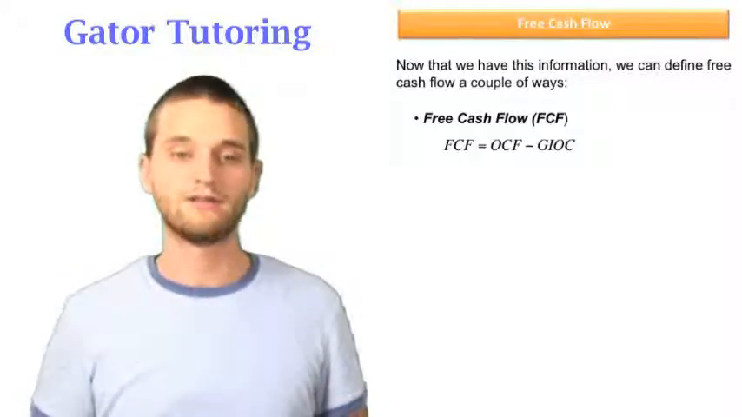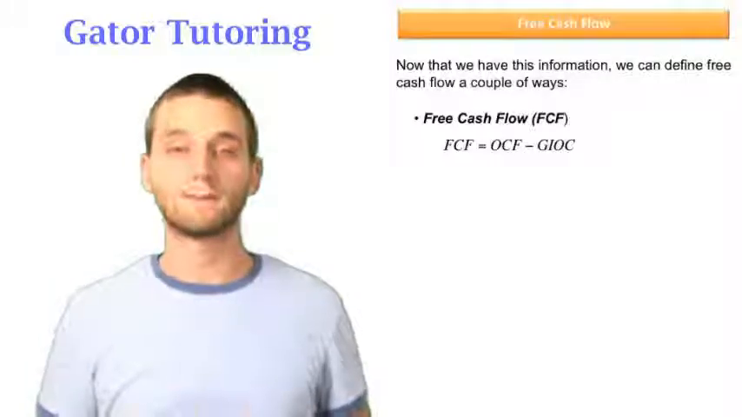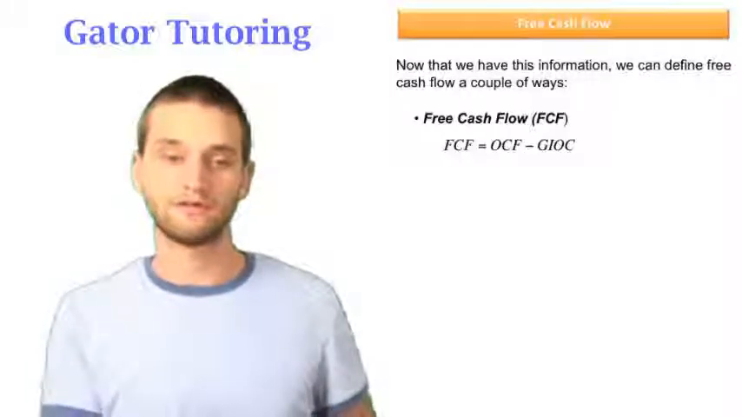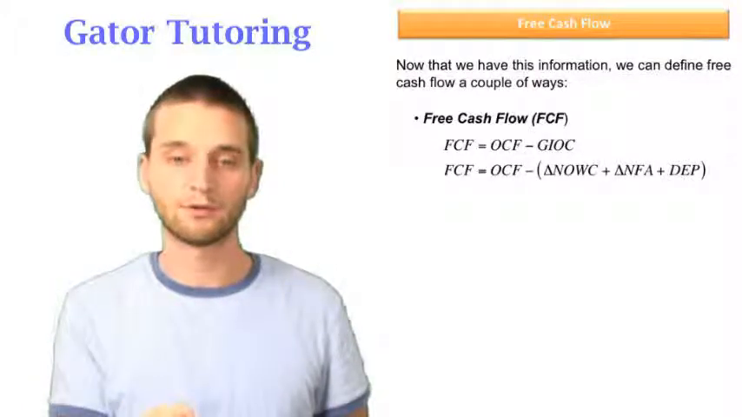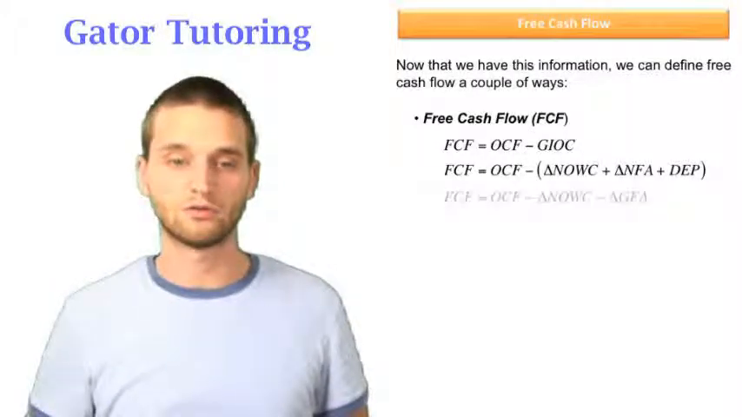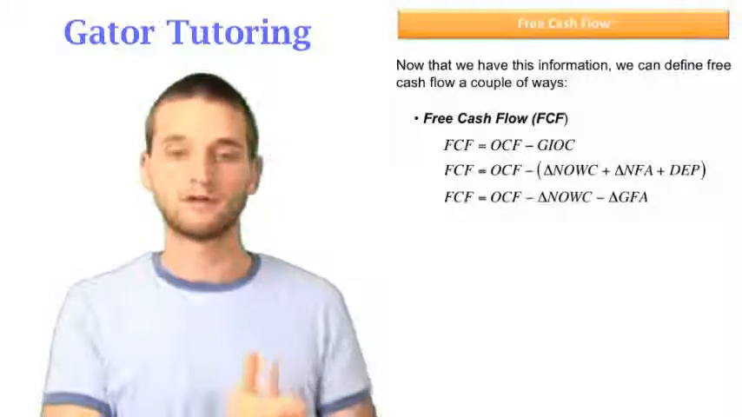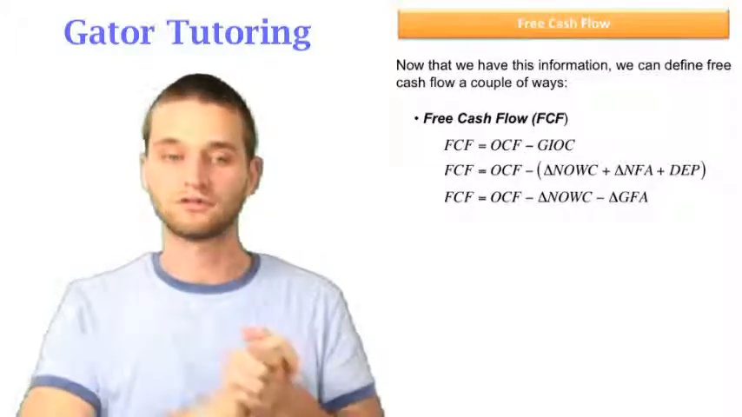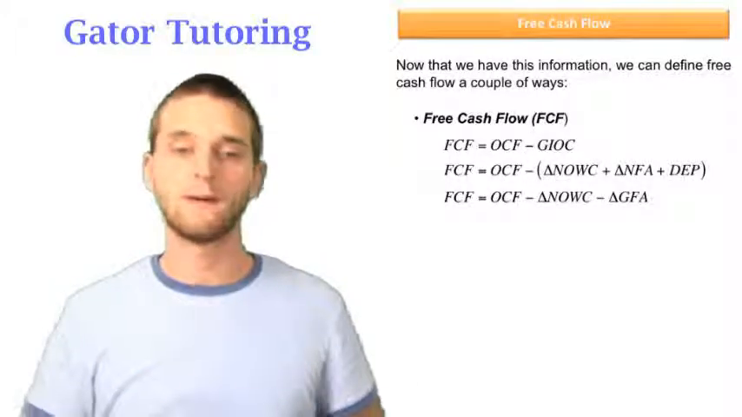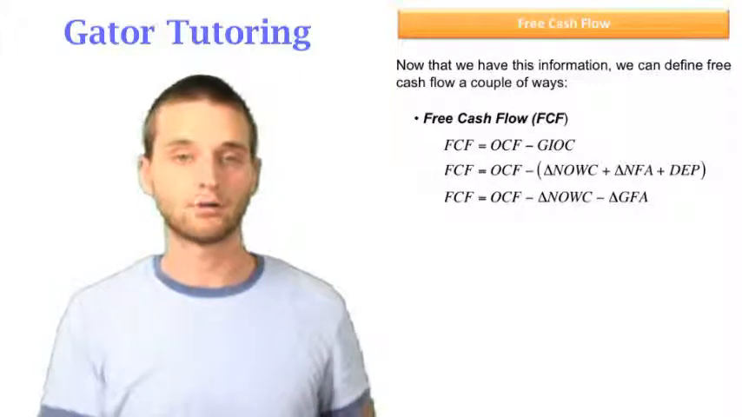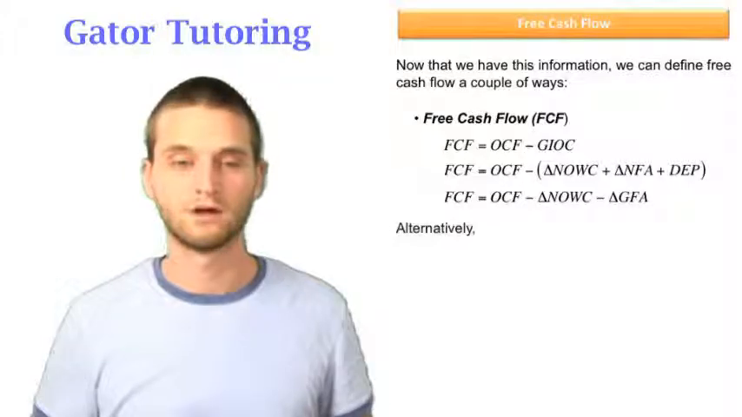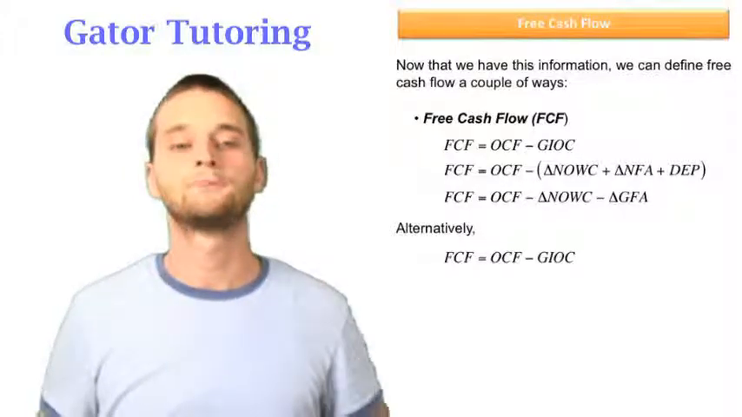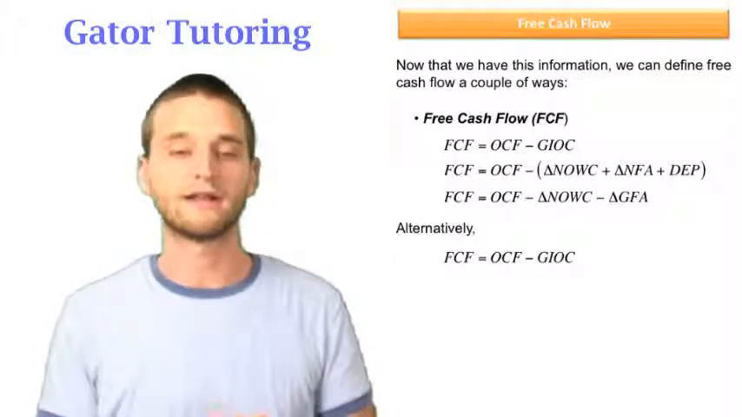So the first way is the free cash flow equals the operating cash flow minus the gross investment in operating capital. Well, we know the gross investment in operating capital equals this equation, so we could substitute that and we could rewrite it like this as well. So free cash flow equals operating cash flow minus the changes in net operating working capital minus the changes in gross fixed assets.